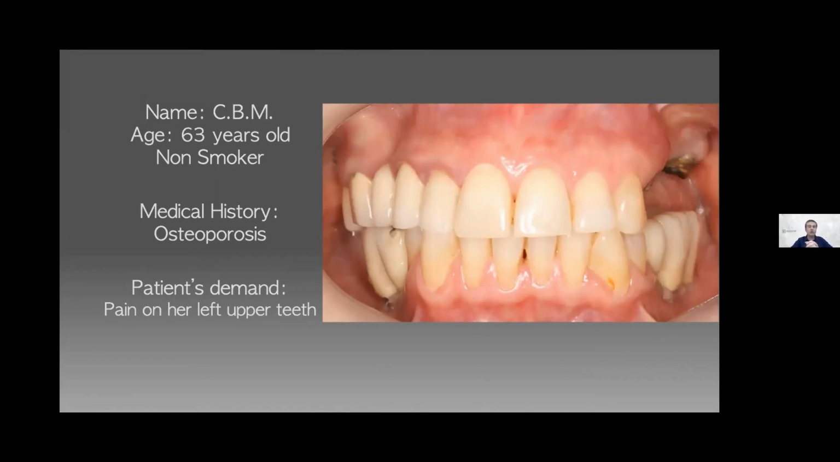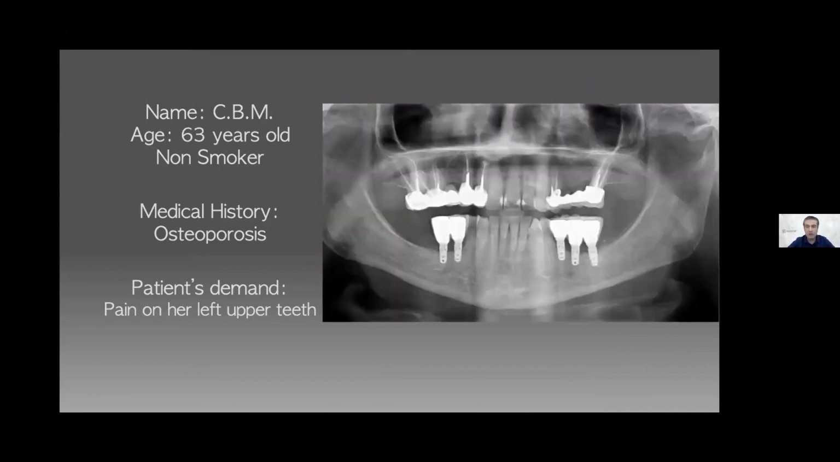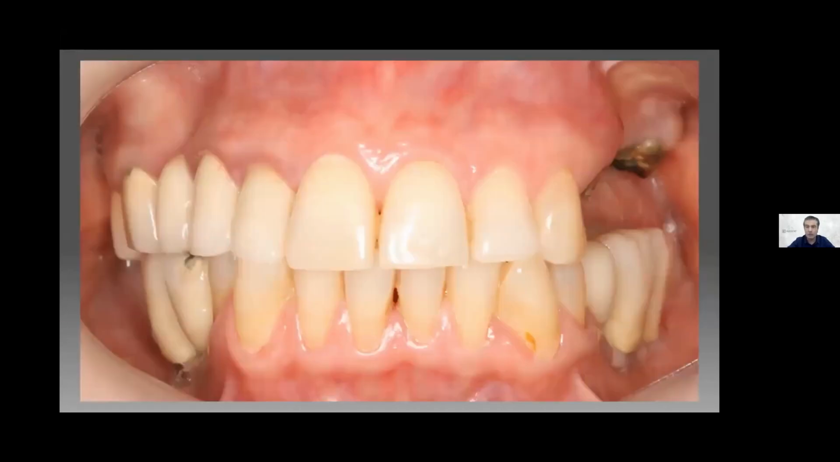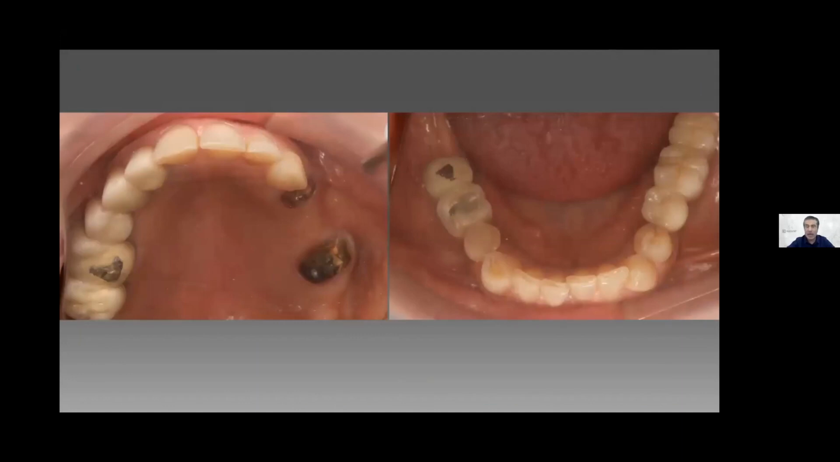This one also, the patient was suffering from her left upper teeth. She had pain. After a good analysis clinically and radiologically, and after studying the CBCT, she has a vertical fracture on the premolar, and she had a problem with a perforation on the 27. So the decision was to make extraction of 24 and 27 and to place 3 implants, 24, 25, and 26.